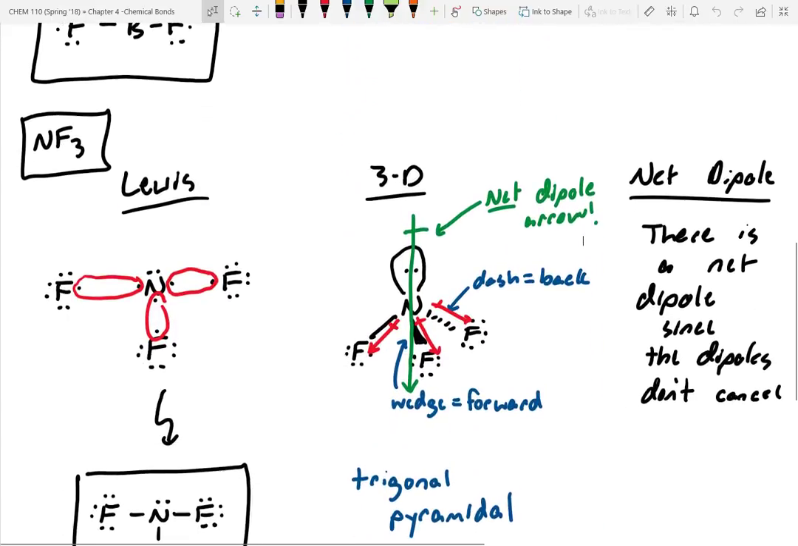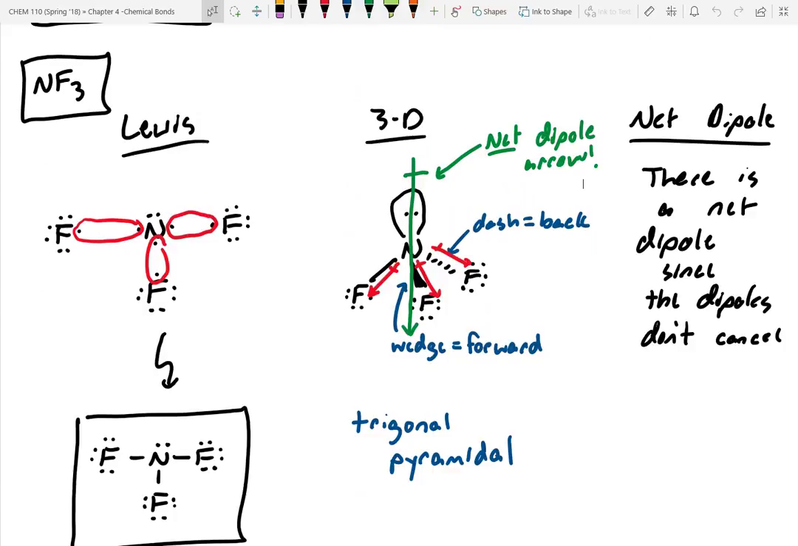However, with something like NF3, you've got that lone pair. That changes the overall 3-dimensional shape to trigonal pyramidal. That means that there isn't a canceling out of all the dipoles, and the net dipole is pointed down. So this would be an example of a polar molecule. Are there any questions with this? I know we went through it pretty quick yesterday.